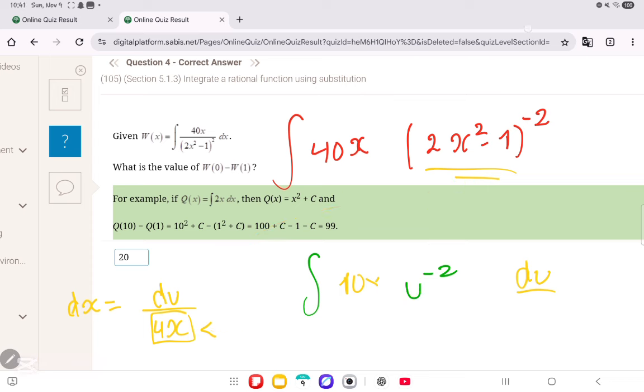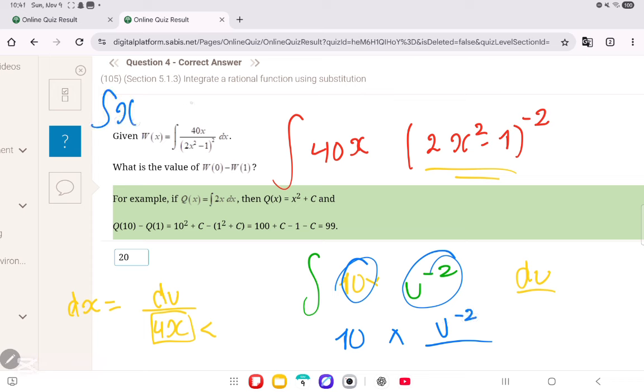Now we integrate as usual. So 10 does not have anything with it, so we leave it alone. 10 times u to the power of minus 2. Now, how does the regular integration go? The integration of x to the power of n is going to be x to the power of n plus 1 over n plus 1. So it's going to be u to the power of minus 2 plus 1 over minus 2 plus 1. So it's going to be 10 times u to the power of minus 1 over minus 1.